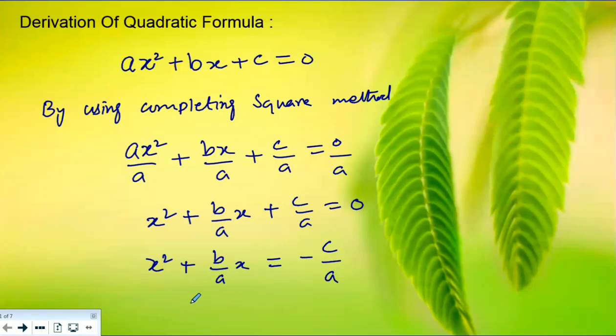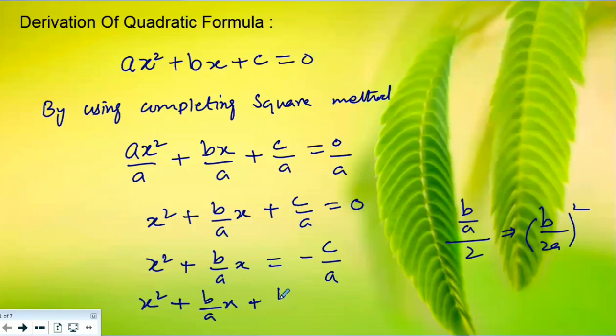Now the next step is we take half the coefficient of x, then square it and add this square to both sides. Here the coefficient of x is b by a. We take half of this, which becomes b by 2a, and we take the square and add this to both sides. So x square plus b by a x plus b by 2a whole square. We just add this term to both sides of the equation.